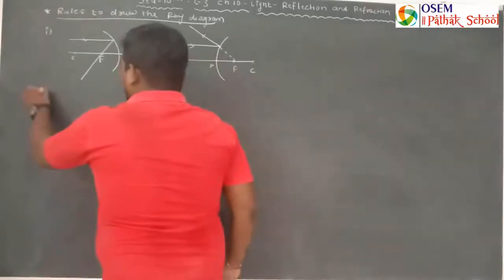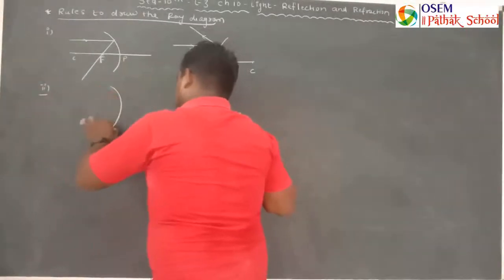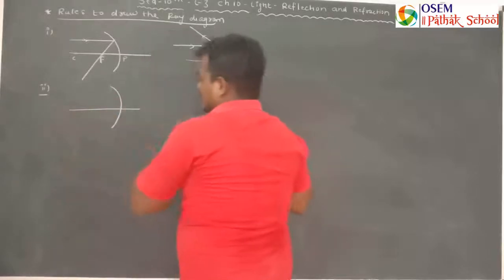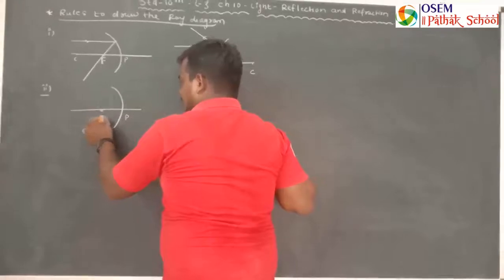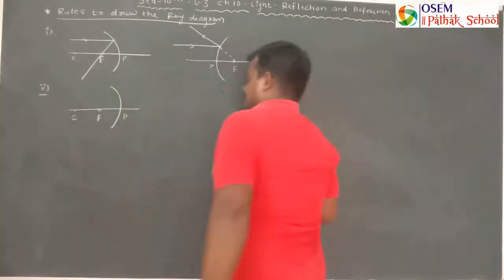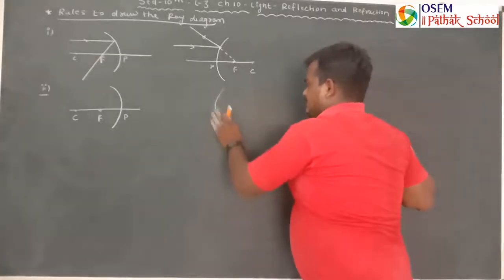The second rule for this type of ray diagram: this is a concave mirror, principal axis, P, F the focus point, and the center of curvature. This is a convex mirror.